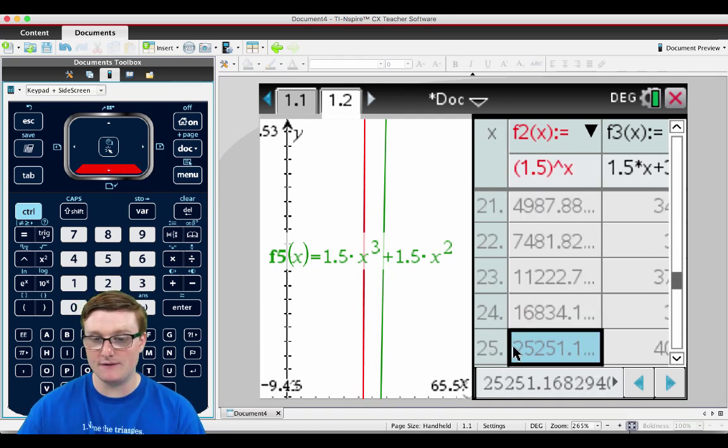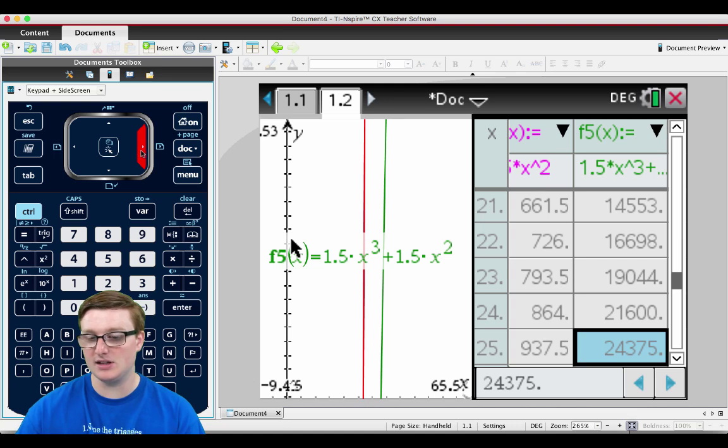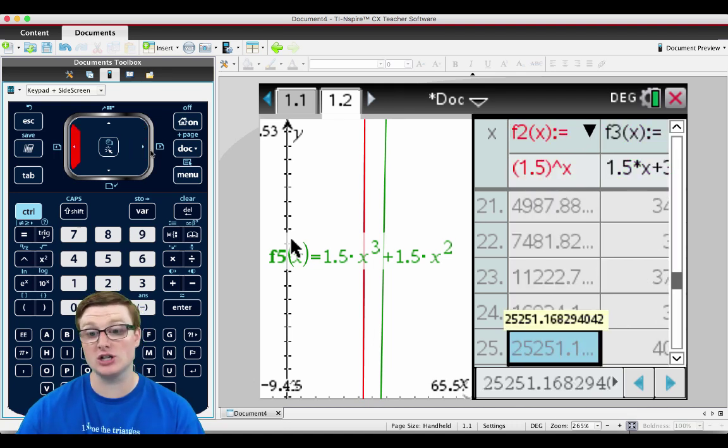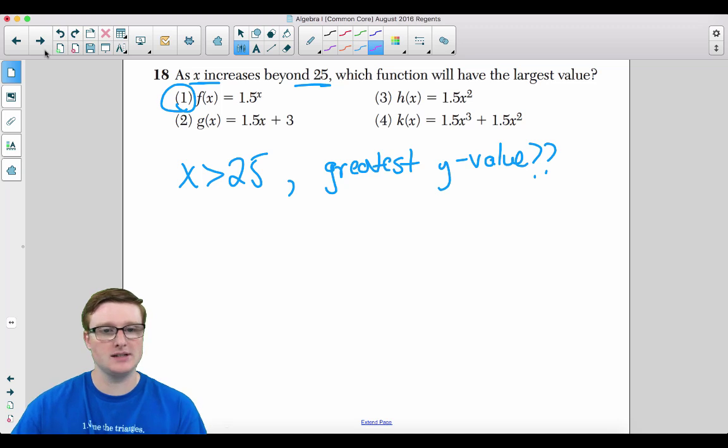And this red function is showing 25,251. This is showing 40.5, this is showing 937, then this is showing 24,375. So clearly, the red function, which is over 25,000, wins this battle. So that's going to be choice 1. All right, moving on to 19.